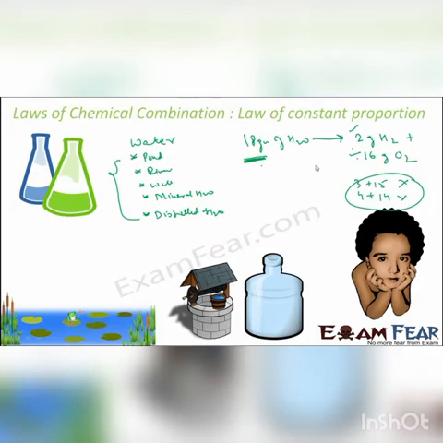This is true. Or let's suppose you take ammonia gas. If you break it, it will give nitrogen and hydrogen. If you take 17 grams of ammonia gas, it will always break into 14 grams of nitrogen and 3 grams of hydrogen. You take any 17 grams of ammonia from any source, it doesn't matter, it will always break into this ratio. This is experimentally seen.